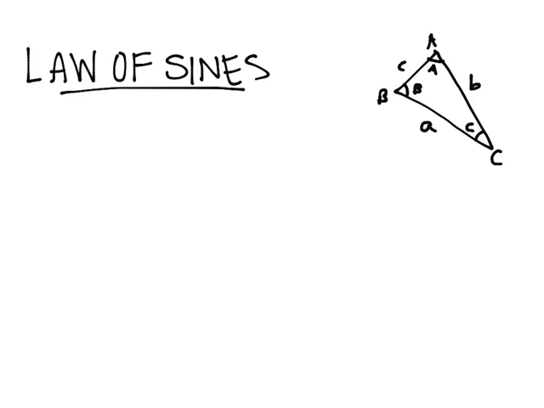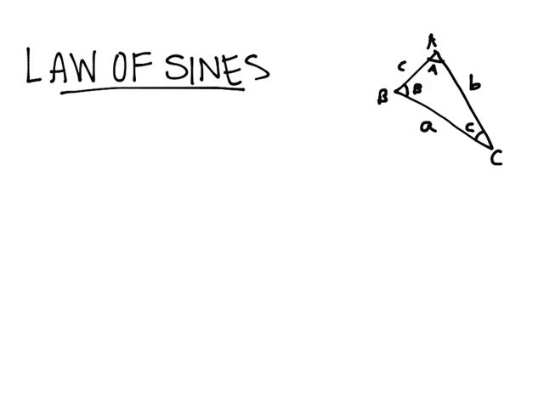Today, we are learning a powerful and important law of trigonometry, the law of sines. The law of sines states that for any arbitrary triangle ABC, if we know two sides and an angle, or two angles and a side, we can find whatever's missing.